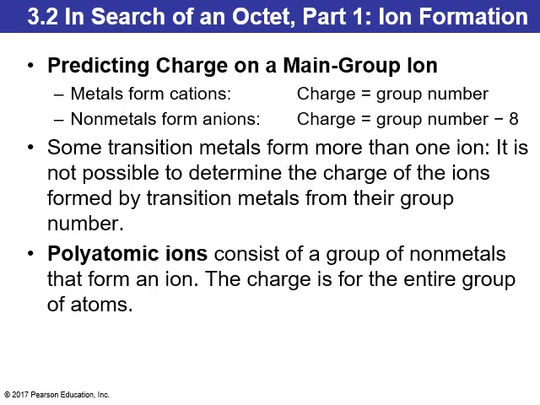A few things that we can do to predict the charge on main group ions. So if we take a look at the periodic table of the elements again, if you're on the left of the periodic table, you're going to be taking on a positive charge. So our metals are all going to take on a positive charge to form cations. Our nonmetals are on the right side of the periodic table. They almost have a full shell. So they're going to be accepting electrons and becoming anions. So they're going to take on a negative charge.